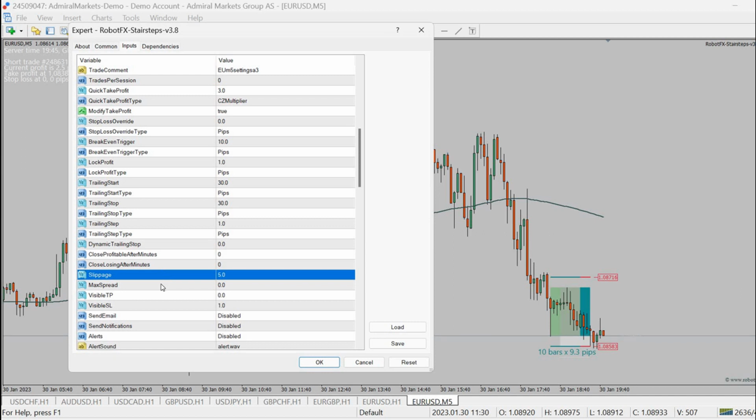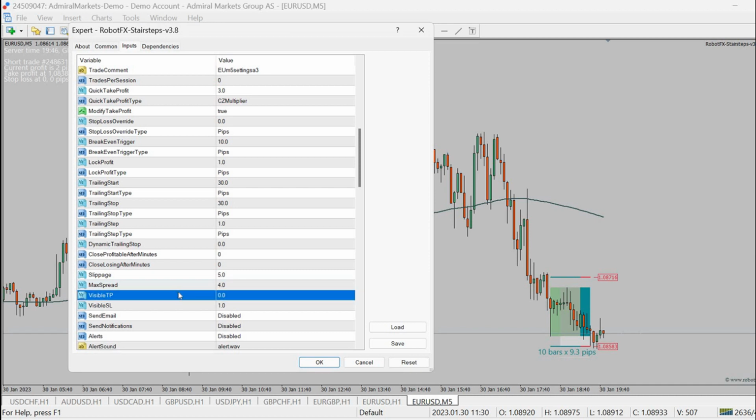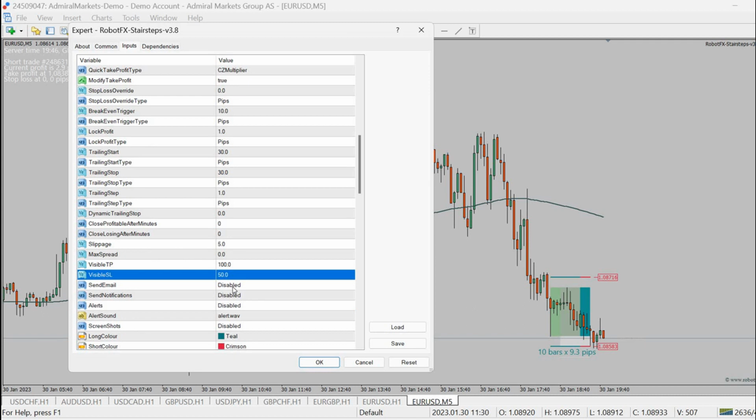The maximum spread at which we want the expert advisor to be allowed to open trades: if the spread is more than, let's say, 4, then the expert advisor will not place the trade. 0 means it is disabled. And there is the possibility to use a visible take profit and a visible stop loss. Again, this will be placed on the chart. So let's say 100 with 50.